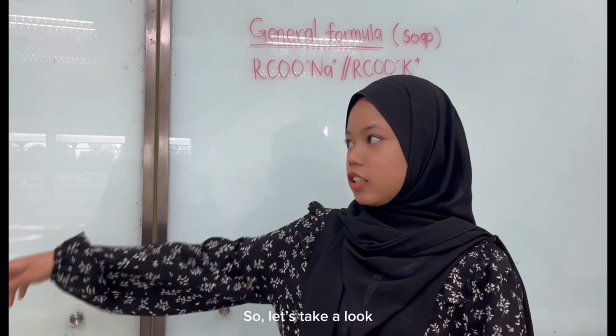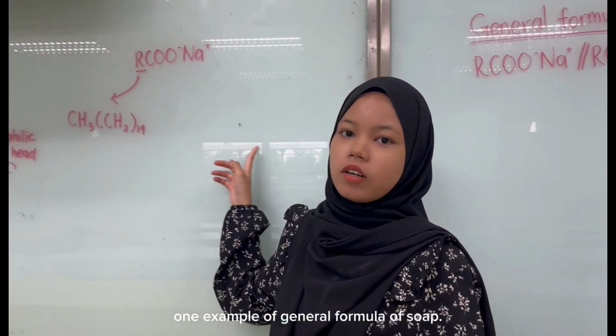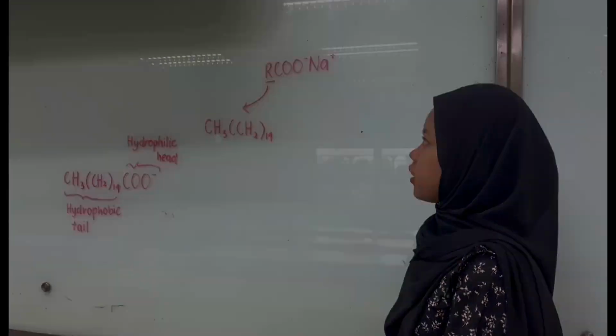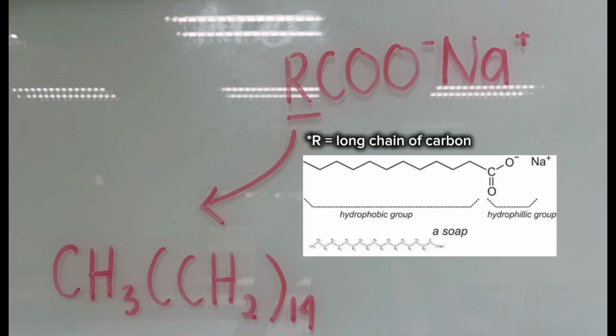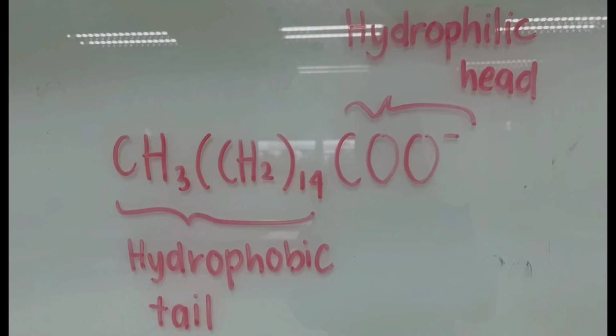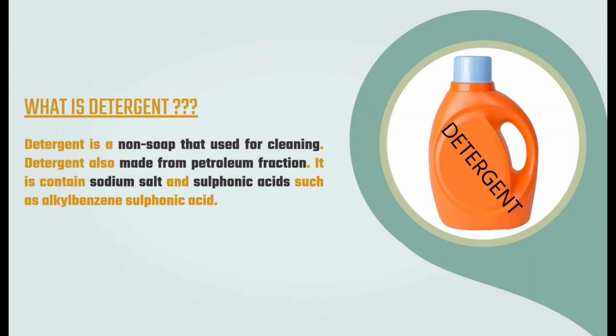So let's take a look. One example of the general formula of soap, for example, RCOO⁻Na⁺. R represents a long chain of carbon. Here is the full general formula of soap. It contains a hydrophobic tail and a hydrophilic head. Enough with the soap, let's move on to detergent.